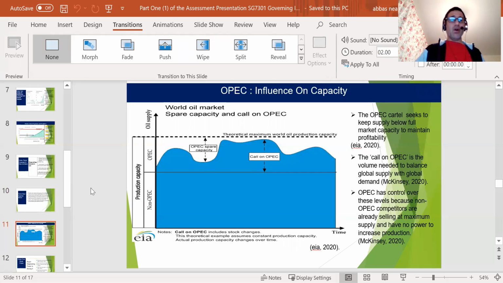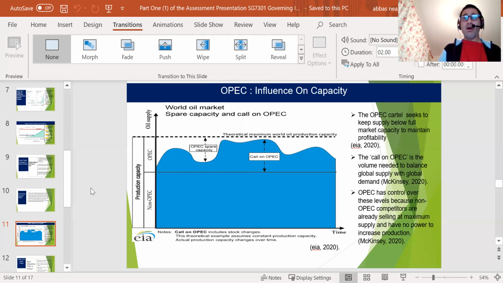Slide 11, OPEC influence on capacity. This image shows that OPEC can choose to increase or hold back production, and this can be a strong influencer on the market. OPEC responds to the level of demand as a group of suppliers. They agree between themselves to fix a production level and therefore price. The OPEC cartel seeks to keep supply below full market capacity to maintain profitability.